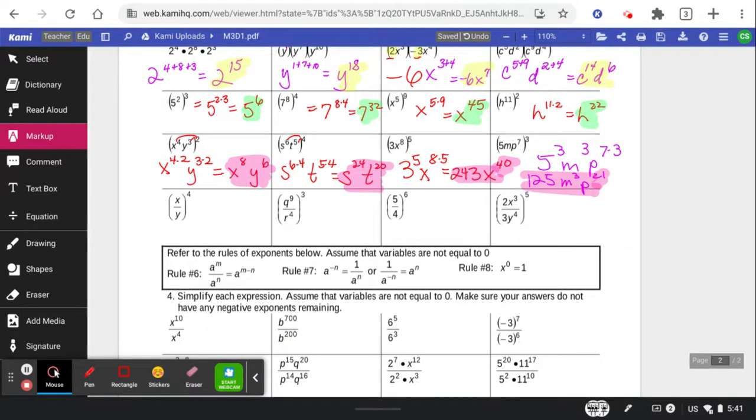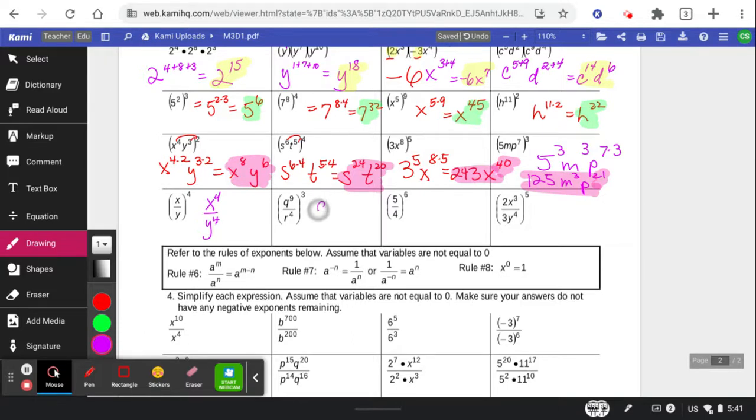Okay, next ones have fractions, but we're still just doing the power. Everything gets a little power of 4. So this just becomes x to the 4th over y to the 4th. This becomes q to the 9 times little 3, r to the 4 times little 3, or q to the 27th over r to the 12th. 5 to the 6th over 4 to the 6th.